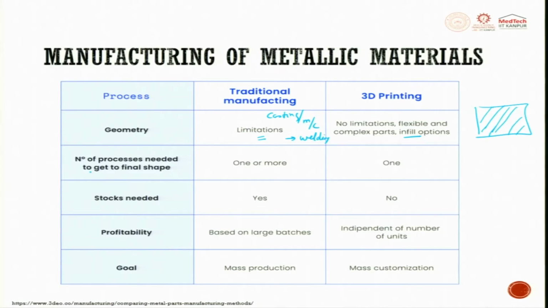The number of processes to get to the finished product in the traditional way can be one or many, generally many. But in 3D printing, it is a one-shot process to produce the output. Like with polymer, you start with pellets and get the final part, a chair or a spoon. It is a one-shot process. In the same way, in additive manufacturing, you get it in one shot. The stock needed is always very high in traditional manufacturing methods, and in 3D printing, as and when you require, you start buying materials for printing. Profitability depends on batch size in traditional methods, but here it is independent of the number of units. The goal there is mass production, and here it is mass customization, producing more towards customer requirements.